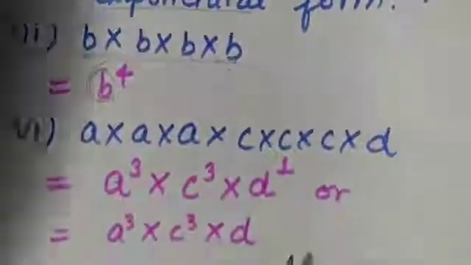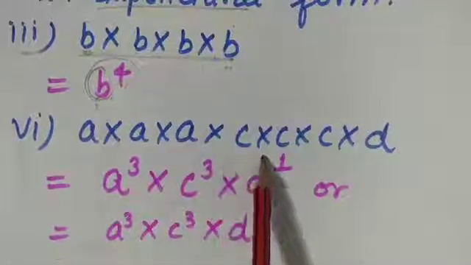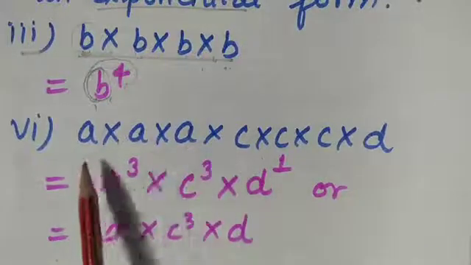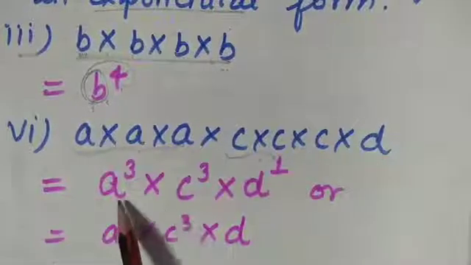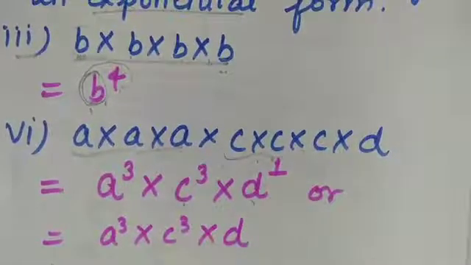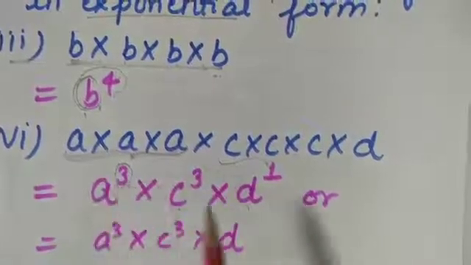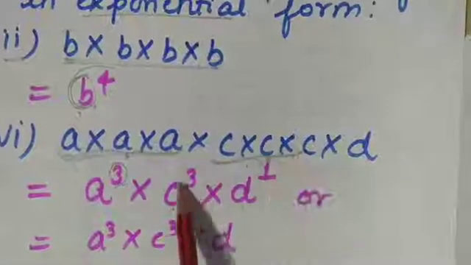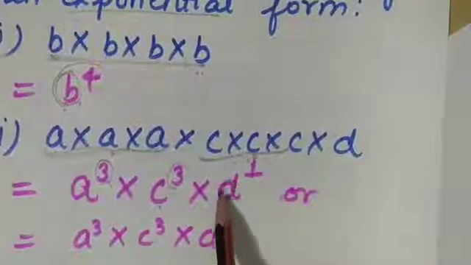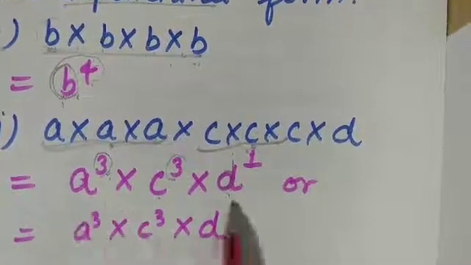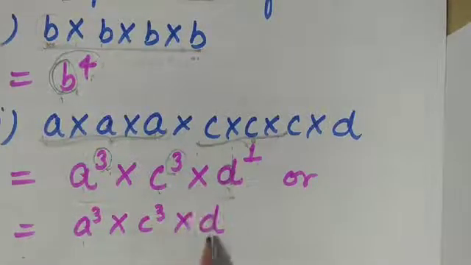Now come to the next part. I am taking the sixth part here: a into a into a into c into c into c into d. So here I am observing we are having 3 numbers, a, c and d. Now come to the powers. a is multiplied 3 times, so the power of a will be 3. c is multiplied 3 times, so the power of c will be 3. And d is multiplied only once, so d must have the power 1. And this can be written as a raised to power 3 into c raised to power 3 into d.